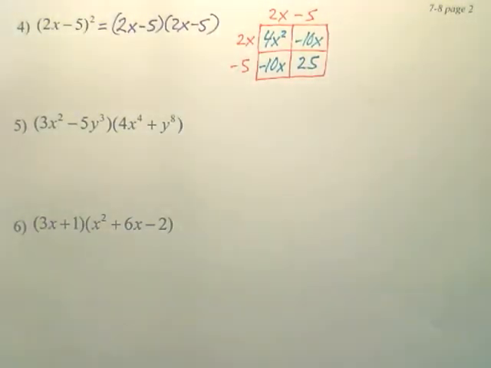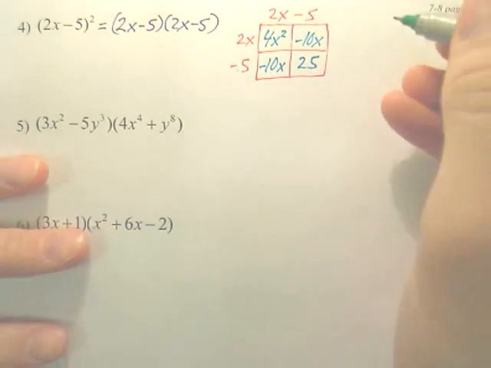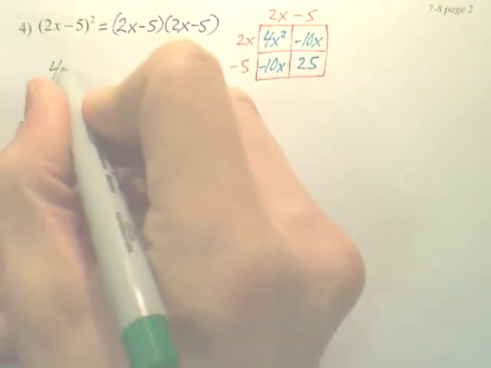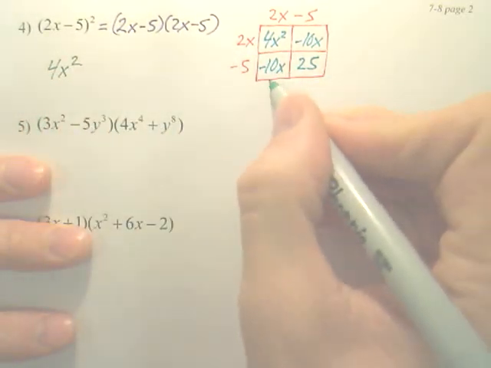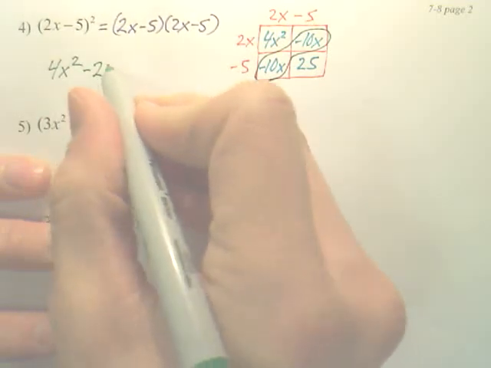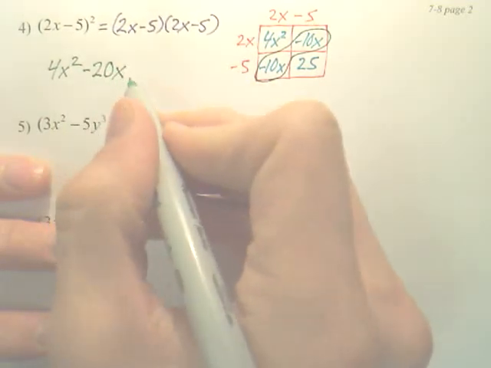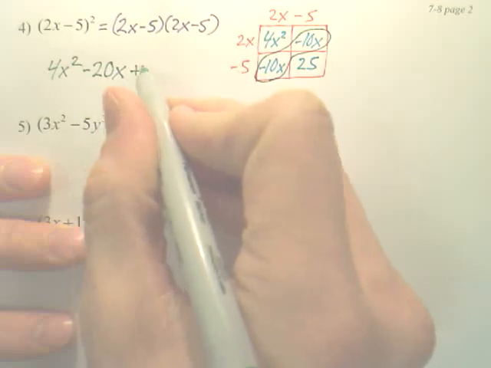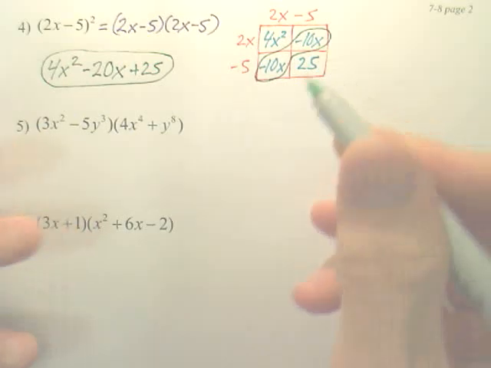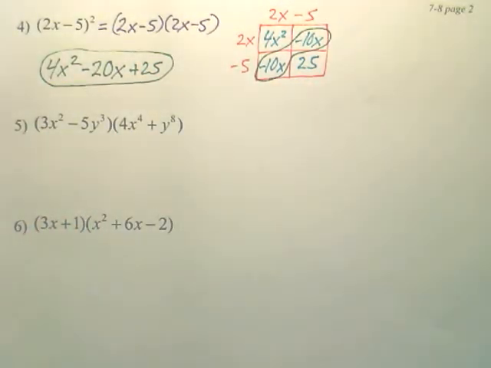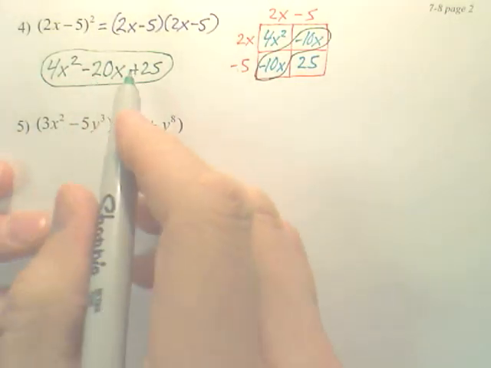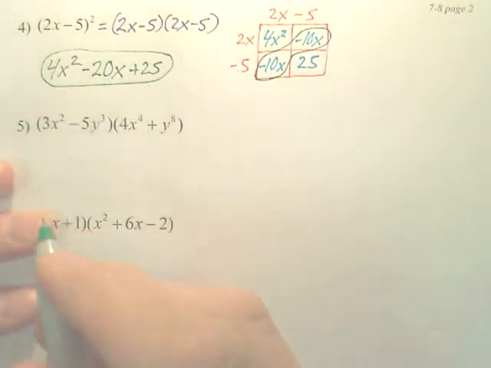Alright, so then we add up all the boxes that are the same. So when you look at this, you have a 4x squared. That's okay. Then you have these two boxes that are the same type of terms, and negative 10 and negative 10 gives you negative 20x. And then 25 all by itself. What's nice about this box is that most of the time the diagonals tend to combine. It's kind of cool like that. And we're done. Highest power to the lowest number. It goes in decreasing order of powers.